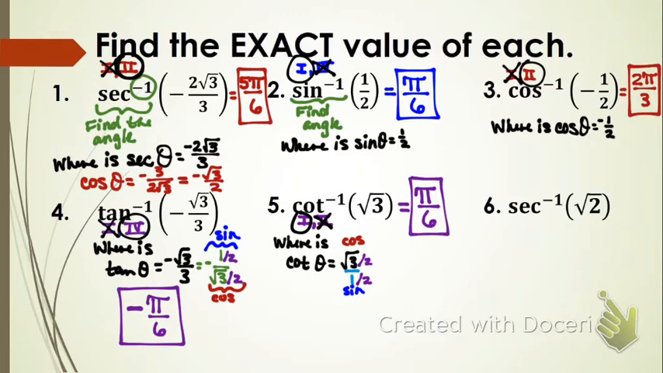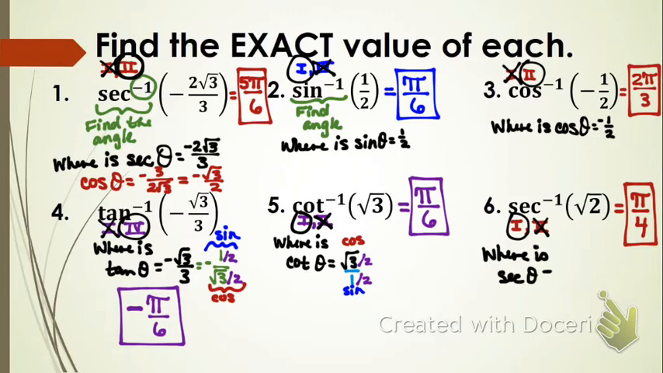Pi over 4? Pi over 4. Secant. Where am I allowed to look for secant? 1 and 2. This guy's positive, so I know it has to be in quad 1. So I'm asking myself, where is secant of theta equal to radical 2?